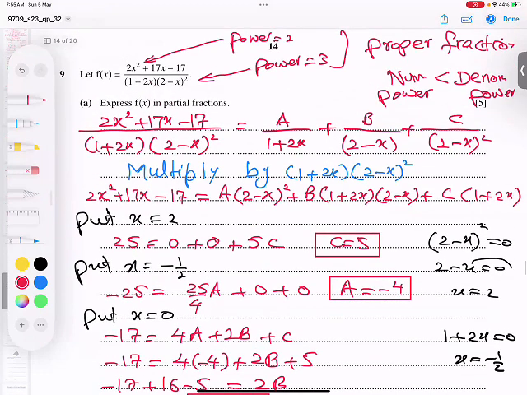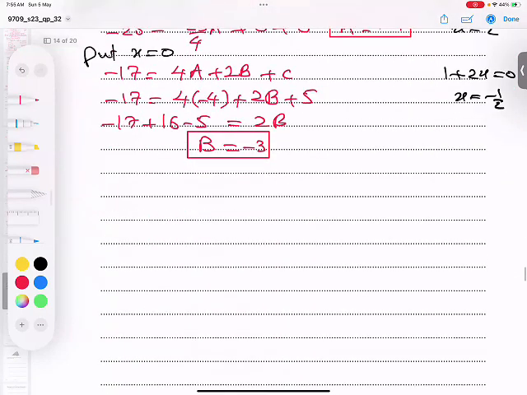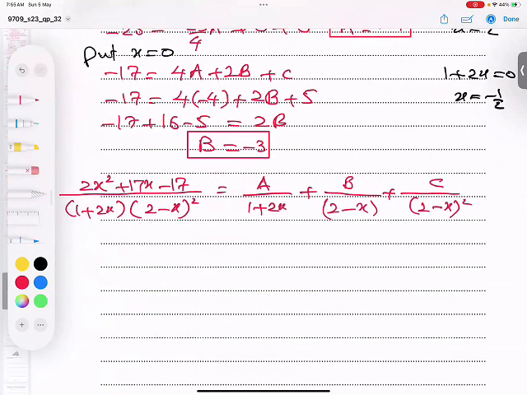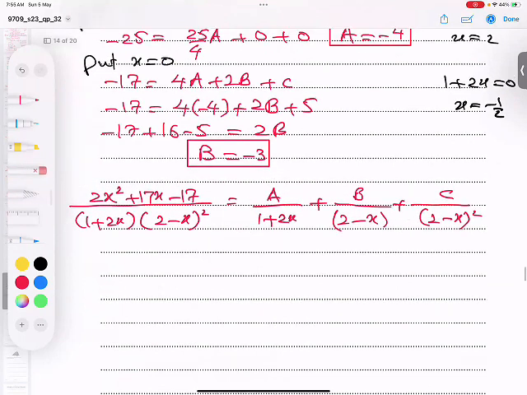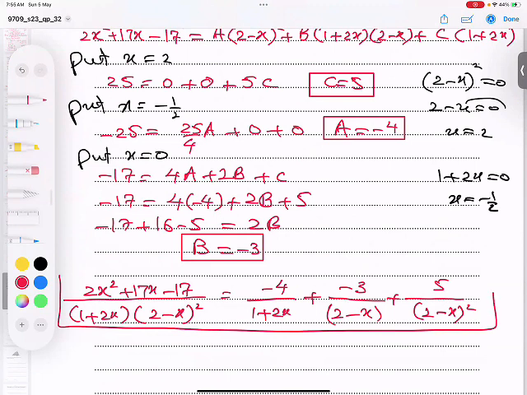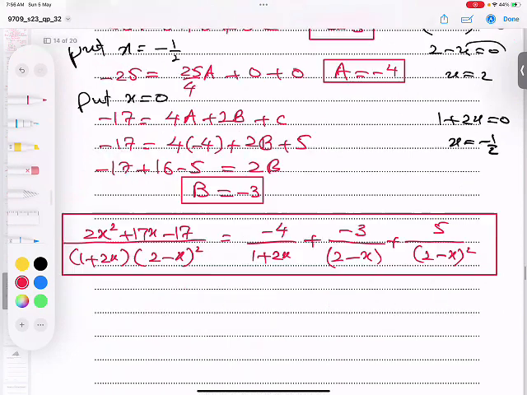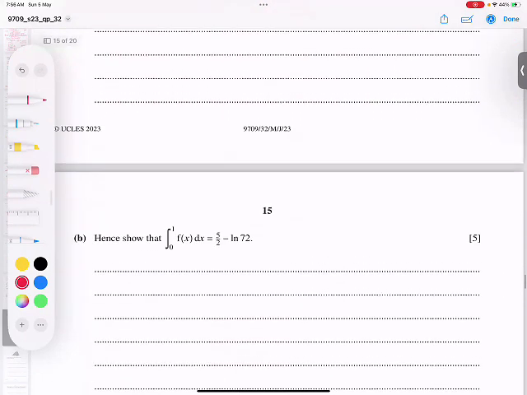Don't stop here. Plug all values back into the equation because we have to show it converted into partial fraction format. And what I will do, students, I will erase A, B, C. A value is negative 4, B value is negative 3, C value is 5. This is our final answer. 5 marks confirmed. And students, for the next part, most probably it will help.